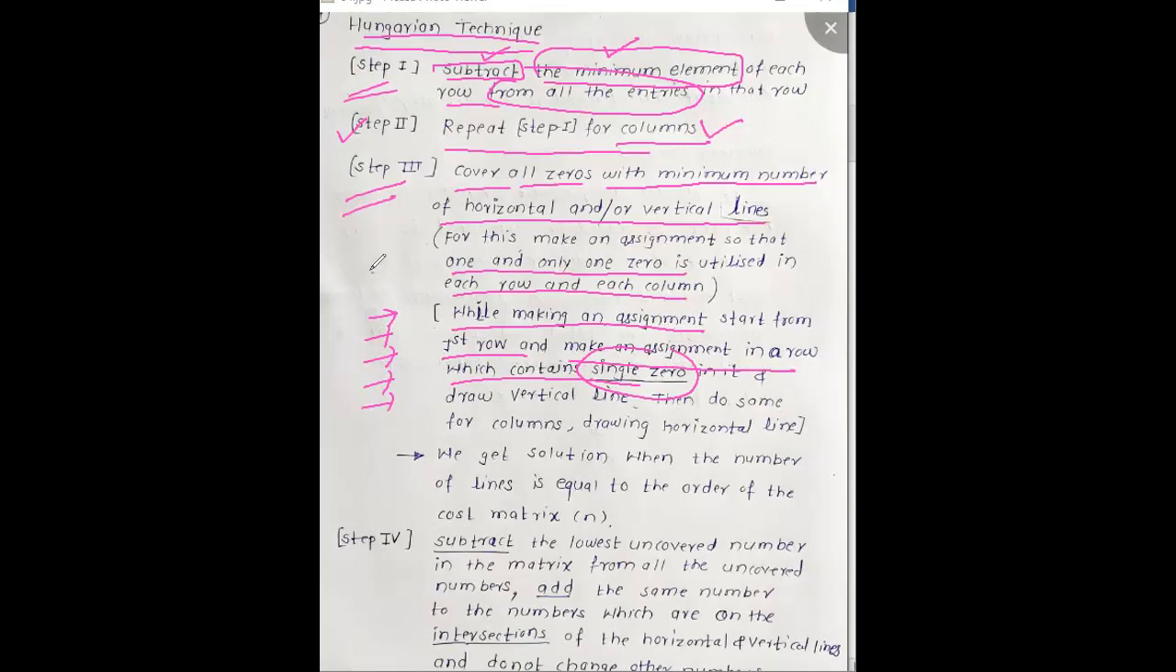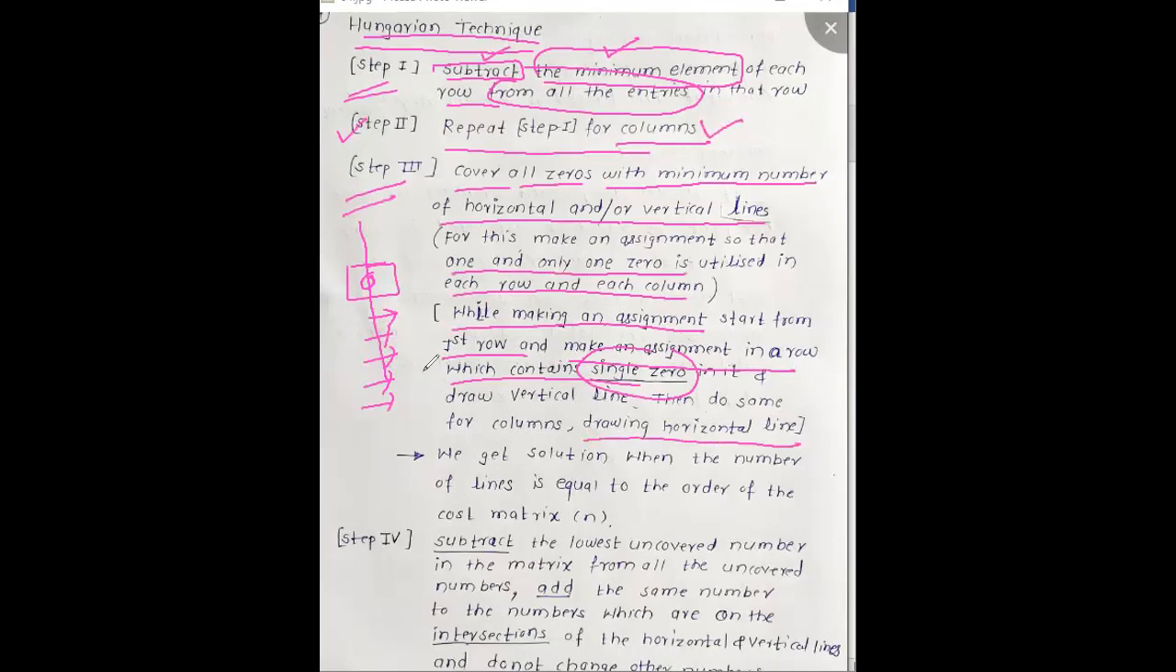So that means if a zero is there, we make an assignment. That means we draw a square around that assignment. So we are making an assignment in a row. What we will do is cross that column and draw a vertical line. When we make an assignment in a row, we draw a vertical line, that is, we cross that column where we have made an assignment. Then do the same for columns and draw the horizontal line.